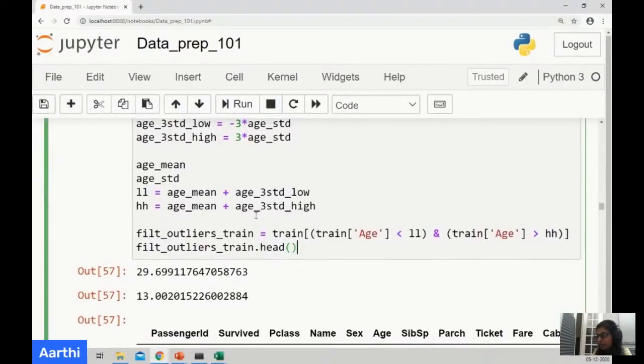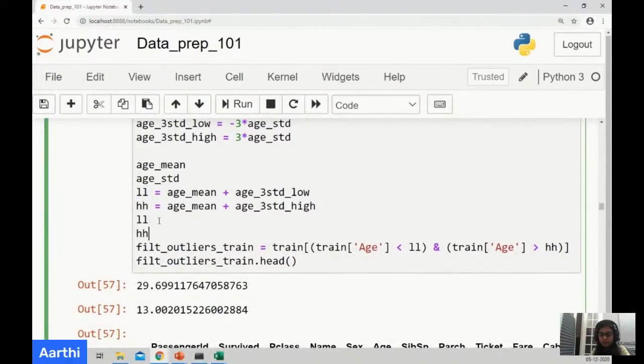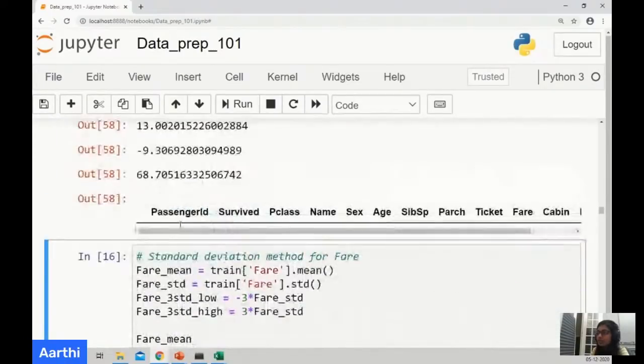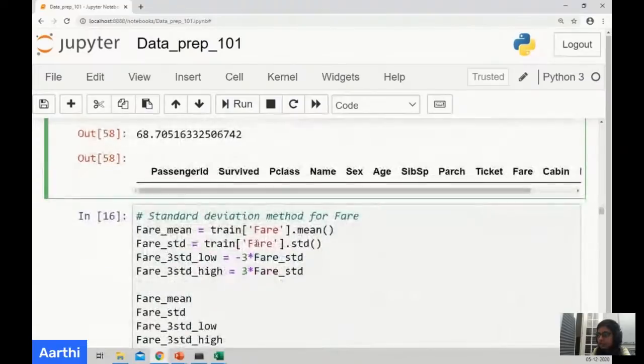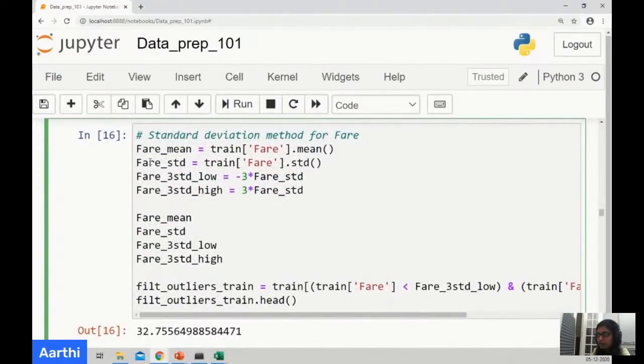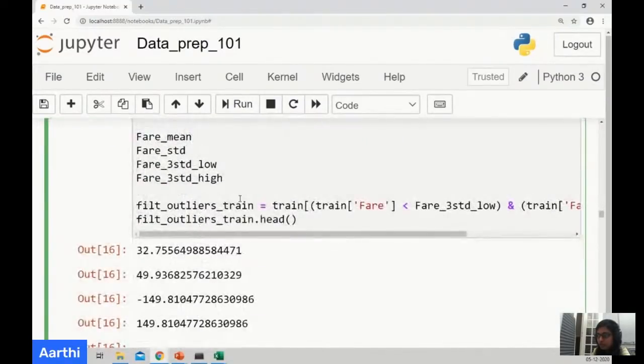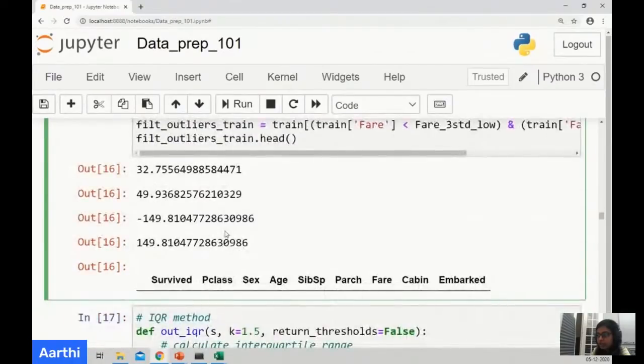So we are checking if we have anything greater than this in our data, right? So this is what we are checking with. Similarly, we are doing the same thing in the fare as well. So plus or minus 3 standard deviations, the same thing.